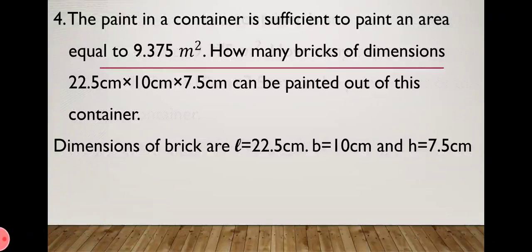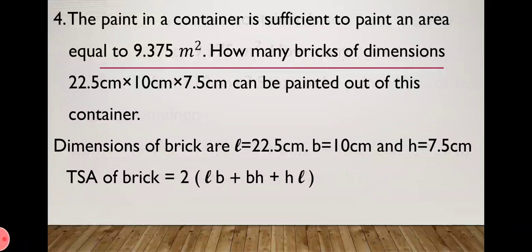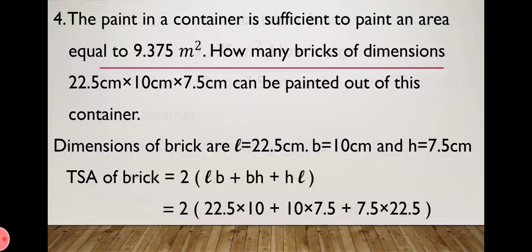Now the dimensions of a brick are length l equal to 22.5 centimeter, breadth b equal to 10 centimeter and height h equal to 7.5 centimeter. First we find the TSA of one brick. So TSA of brick equals 2 times (lb plus bh plus hl). This is the formula to find the total surface area of a cuboid, and a brick is in the shape of a cuboid. Inserting the values, we get 2 times (22.5 into 10 plus 10 into 7.5 plus 7.5 into 22.5).